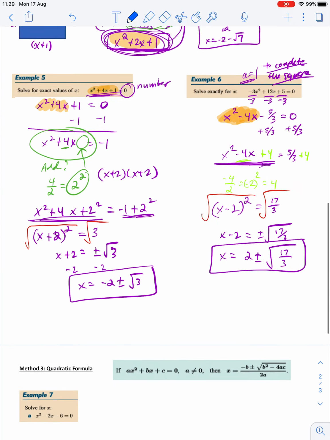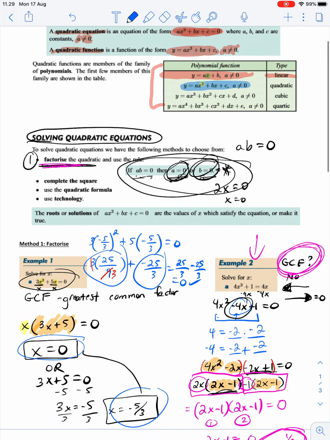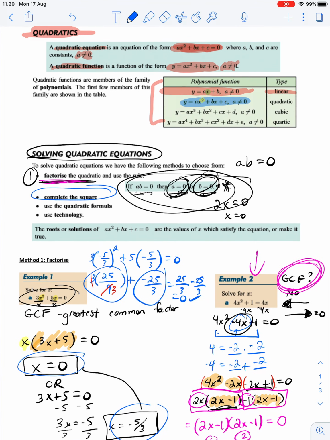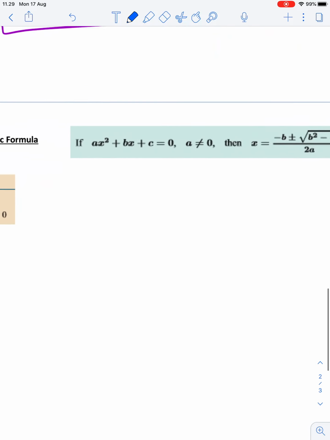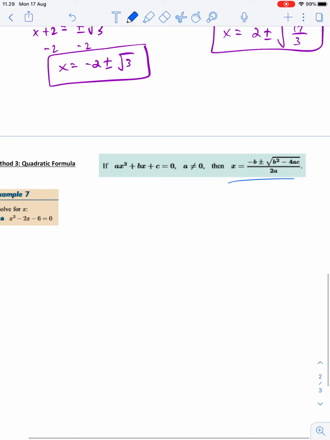Okay, so our third way of solving a quadratic, we've seen factorizing, we've seen completing the square. Now we want to look at using the quadratic formula. And at this point, I'm assuming that you've seen the quadratic formula and seen at least the proof or derivation of the quadratic formula. And here it is.